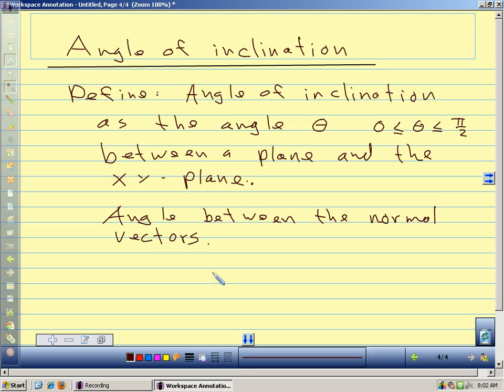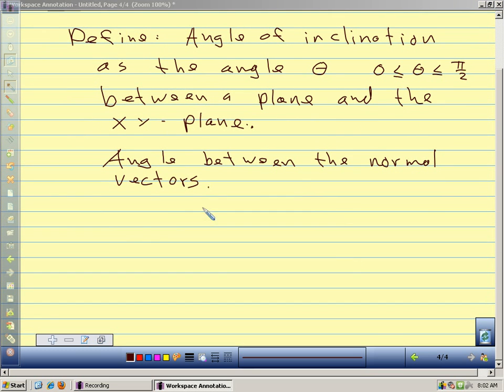It has to do with the dot product. So we find our angle of inclination with the dot product. We remember that for the angle between two vectors, we could say that the cosine of the angle is A dot B over the length of A times the length of B. So we're interested in the angle between our normal vector and the z-axis, or k hat.